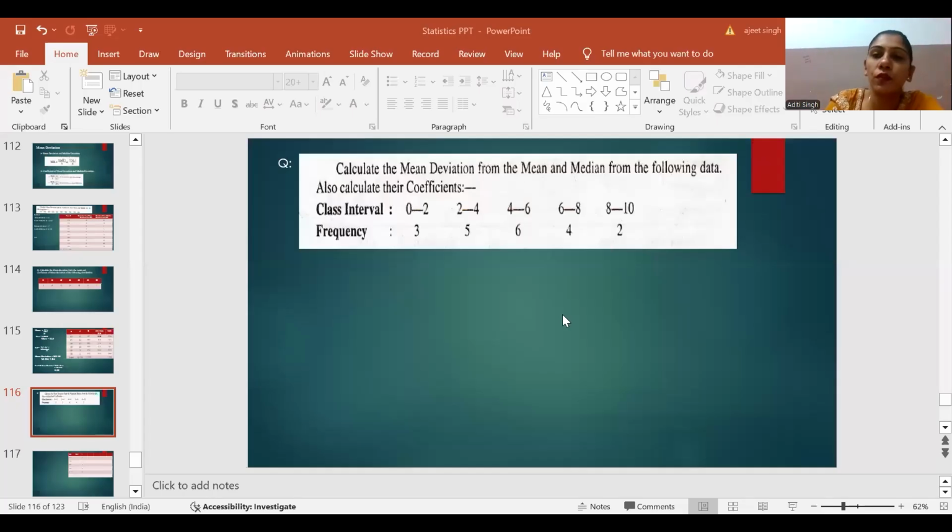So for calculating mean in continuous series data, we have to take an assumed mean. Okay, so now let me tell you first the formula. Let's revise the formula, as we have already discussed it in mean: in continuous series data, we have to take an assumed mean for calculating mean.